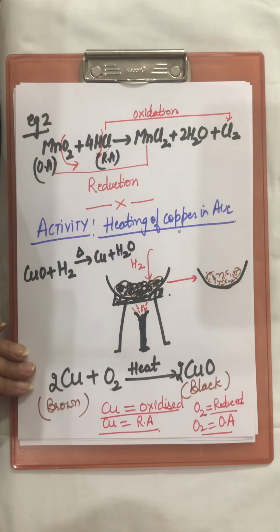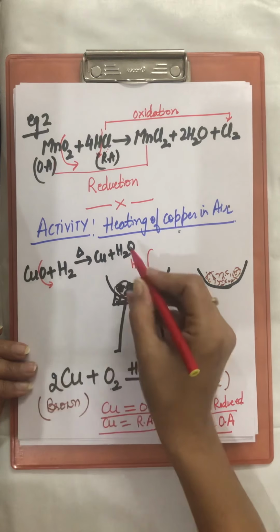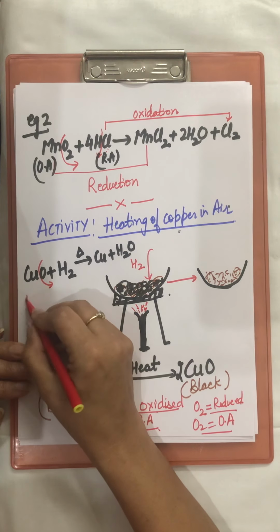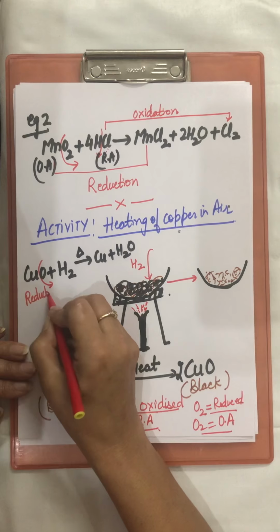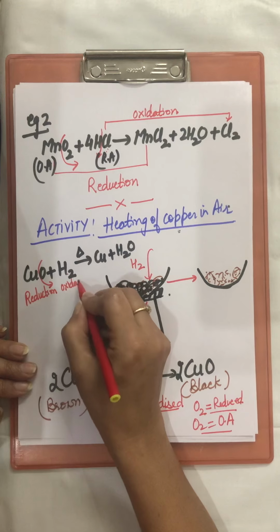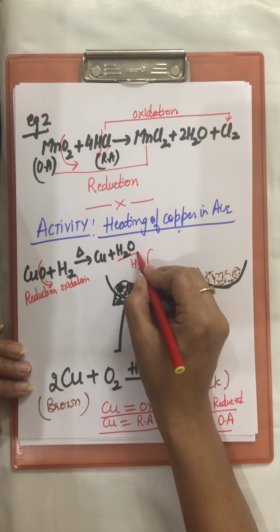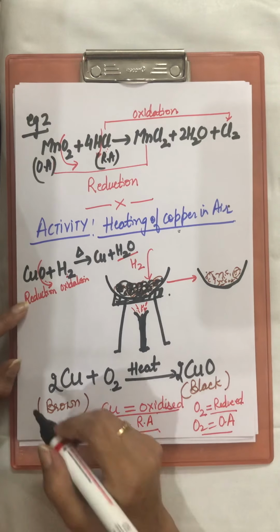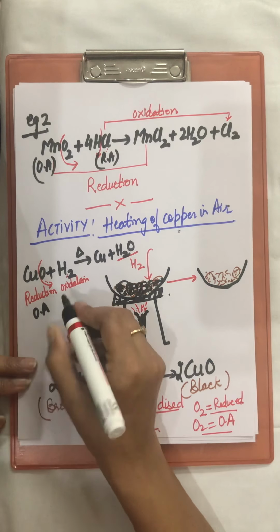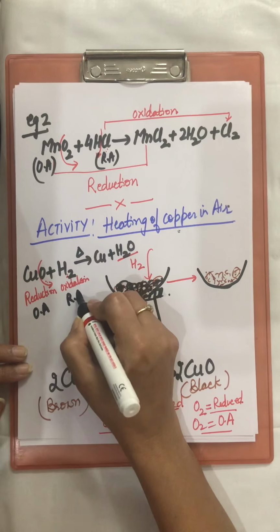So now in this reaction, from copper oxide, oxygen comes out and that changes to copper. If oxygen comes out from this, that means this is undergoing a reduction reaction. That means hydrogen will undergo oxidation, because oxygen is added here and this changes to water. This is undergoing a reduction reaction, so this itself will be an oxidizing agent. This undergoes oxidation, so hydrogen is a reducing agent.